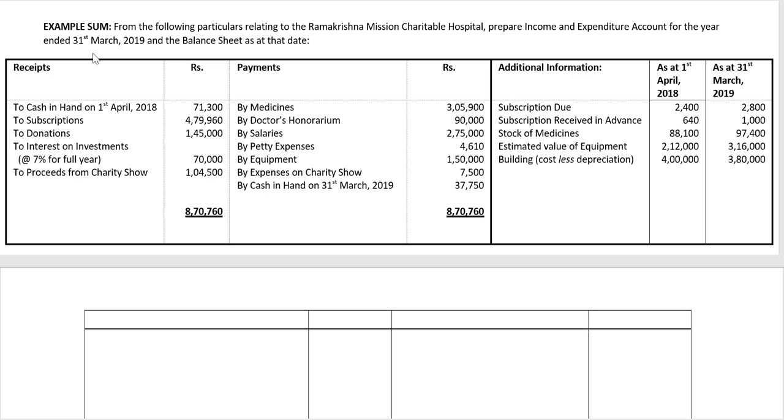Hi, in this video, we will solve the third complete comprehensive example. So let's go to the example sum.